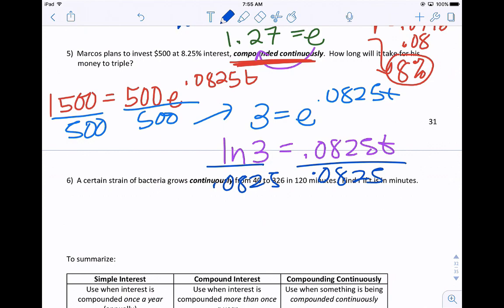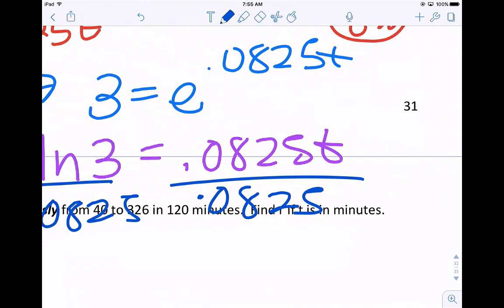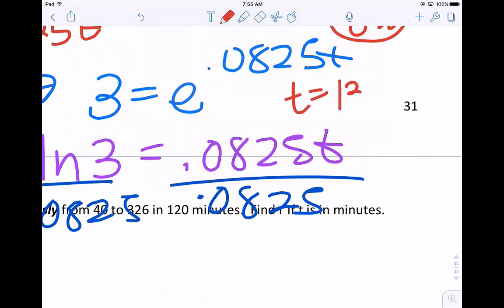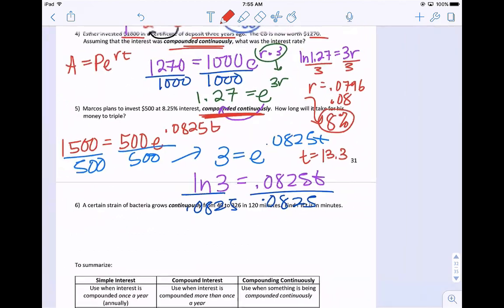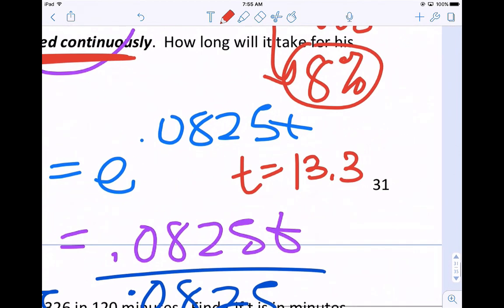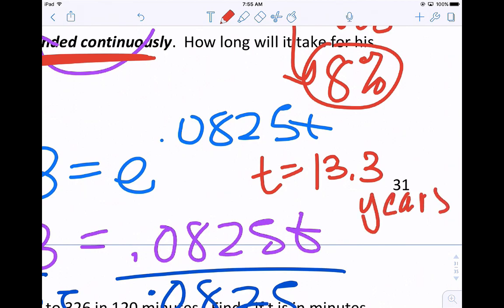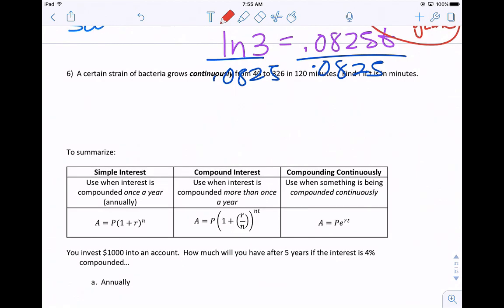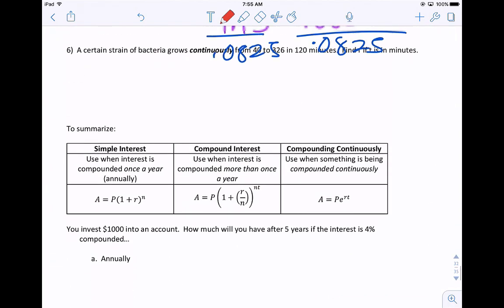ln 3 divided by 0.0825, enter. And so our time here, I'm out of room. So time equals about 13.3, and I forgot, was this years? I'm assuming it's years, it doesn't say, but I'll assume it's years. There it is. Last one, and then we'll do a quick summary of the 3 different formulas.